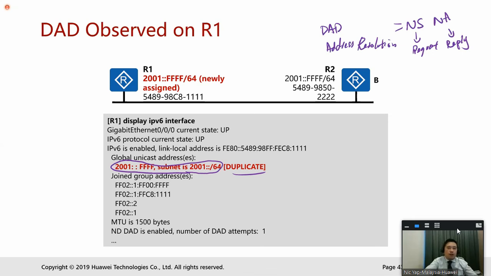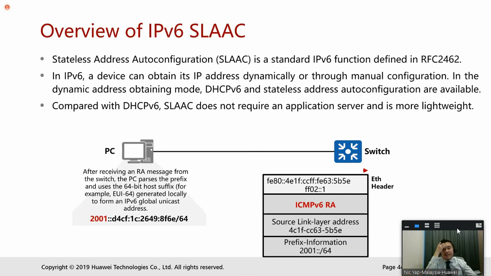And next one is to look into SLAAC. SLAAC, stateless address auto configuration. That is a standard IPv6 function based on RFC 2462, very standard. So any vendor should support this stateless auto configuration.